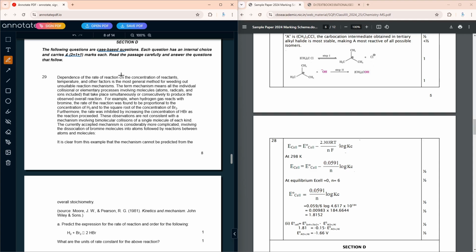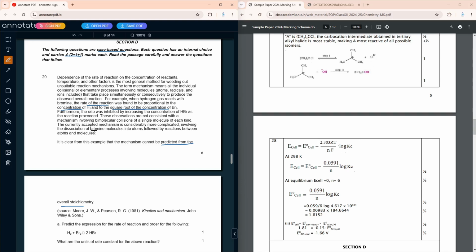So basically this paragraph talks about how you can't predict a reaction from the overall stoichiometry of that particular reaction. It's a lot more complex than we think it is. They took an example of specifically hydrogen gas reacting with bromine to give us hydrogen bromide. And according to them, the rate of the reaction was found to be proportional to the concentration of H2 and the square root of the concentration of Br2. So these are the important points.